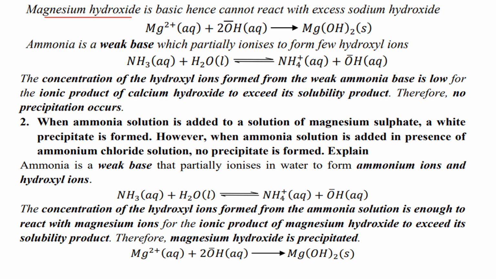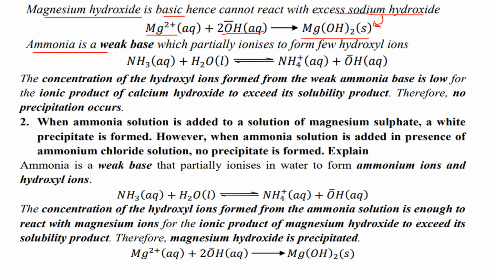Insoluble magnesium hydroxide formed is basic, and therefore it cannot react with excess sodium hydroxide. We write an equation: magnesium ions reacting with hydroxide ions form magnesium hydroxide. So excess sodium hydroxide cannot react with magnesium hydroxide because it's basic. A base cannot react with a base.